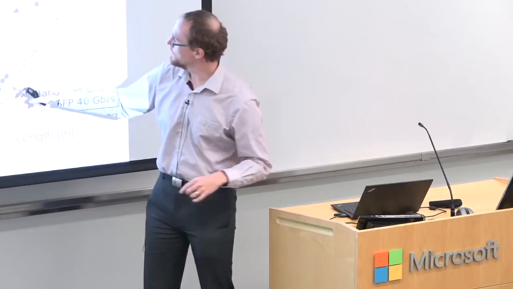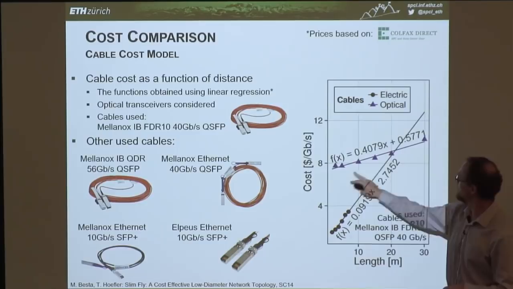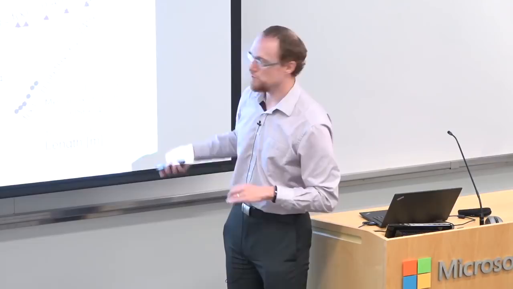The fiber cables start very high, so they're extremely expensive for short cables because the transceivers are so expensive. But the cost per meter, remember, length here, is very low. So you can go very far once you have invested in your transceivers for the fiber cable. Here, the transceiver is basically free, so only the cable costs. This is the difference, but this is what we use for the later cost model. Here we have the exact numbers of the two fits.